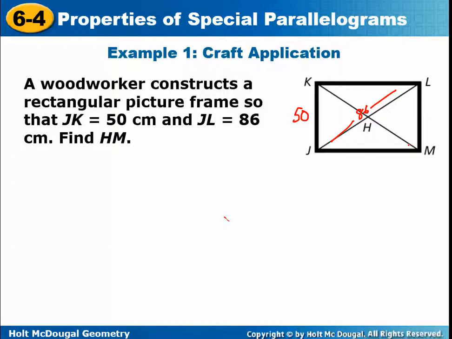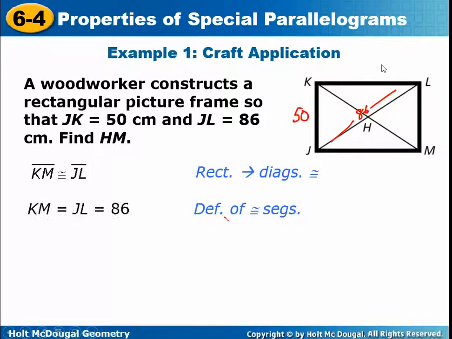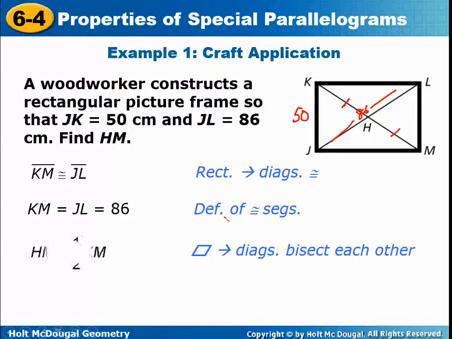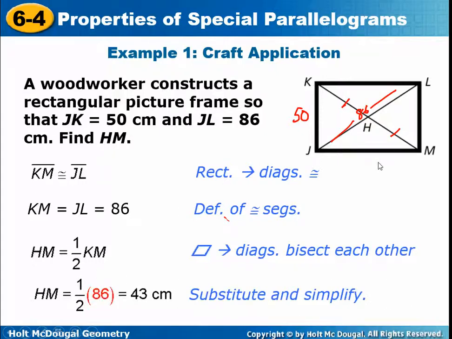Well, we know that because it's a rectangle, it's a parallelogram, and if it's a parallelogram that is a rectangle, then the diagonals are congruent. So JL is congruent to KM, which means that their lengths are equal. So that means that both of them are 86. Now we don't want KM, we only want HM. But because it's a parallelogram, we know that the diagonals bisect each other. That means that this piece is congruent to this piece. So if we can figure out what half of 86 is, then we'll know that HM is equal to 43 centimeters.